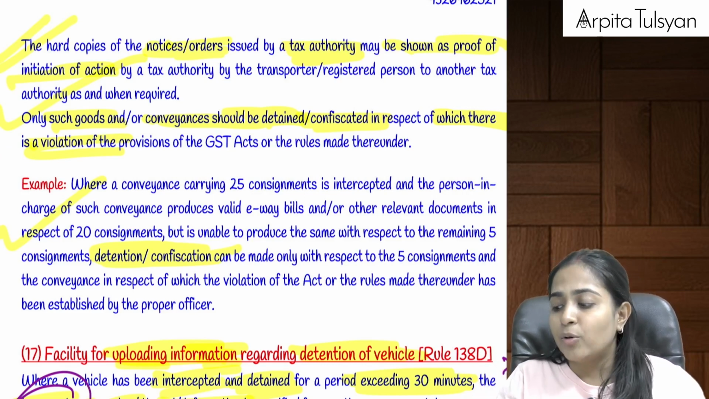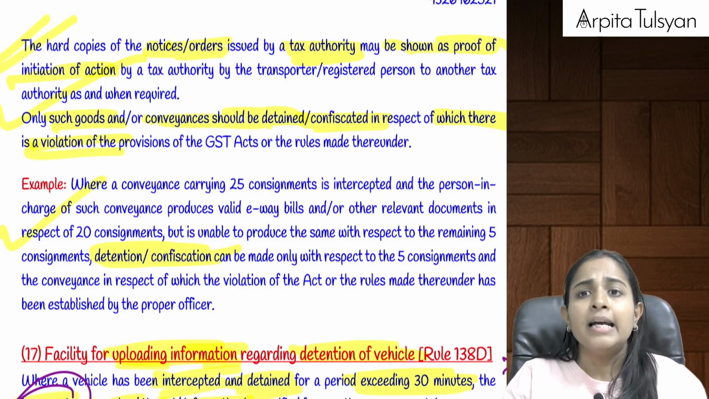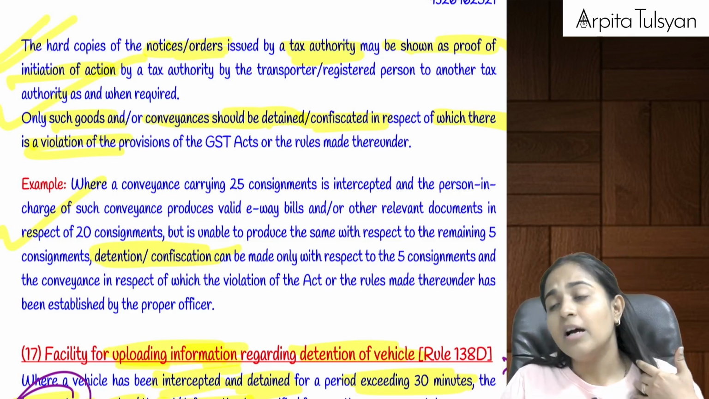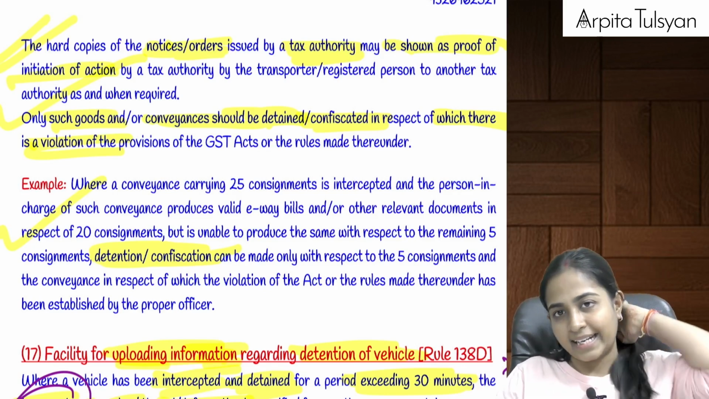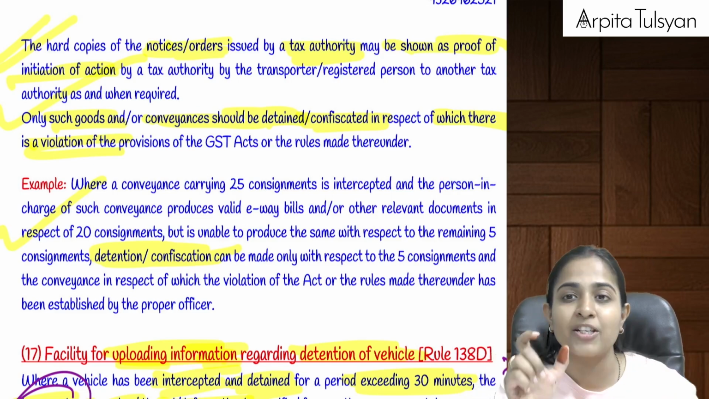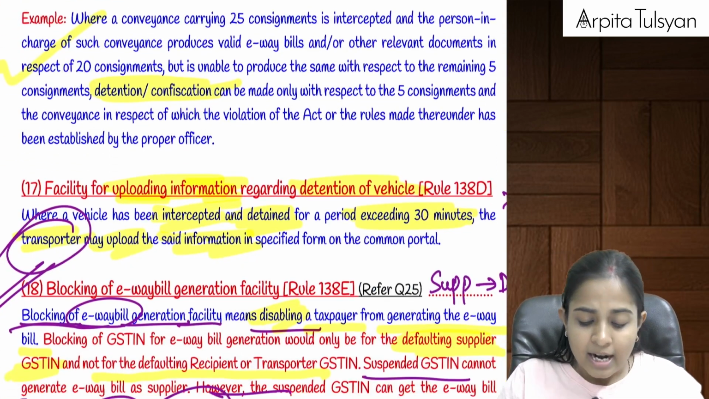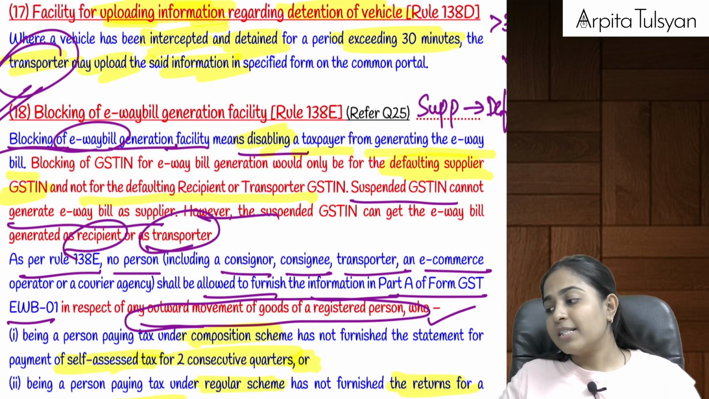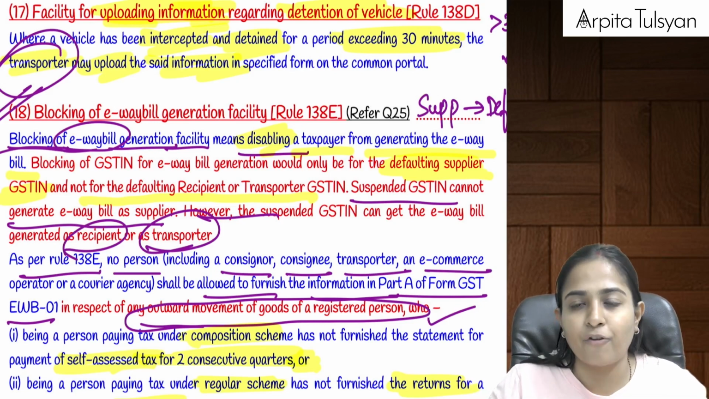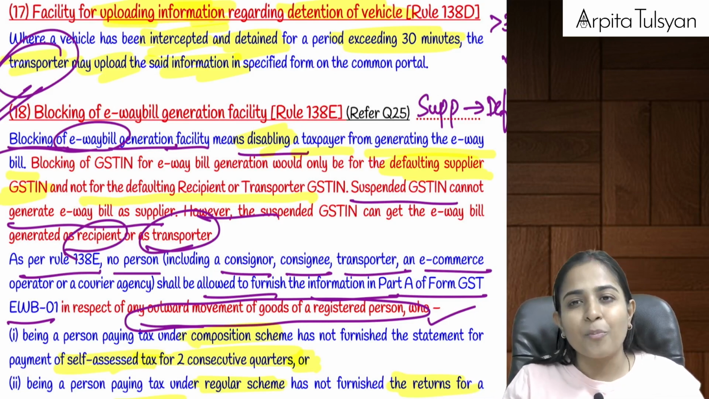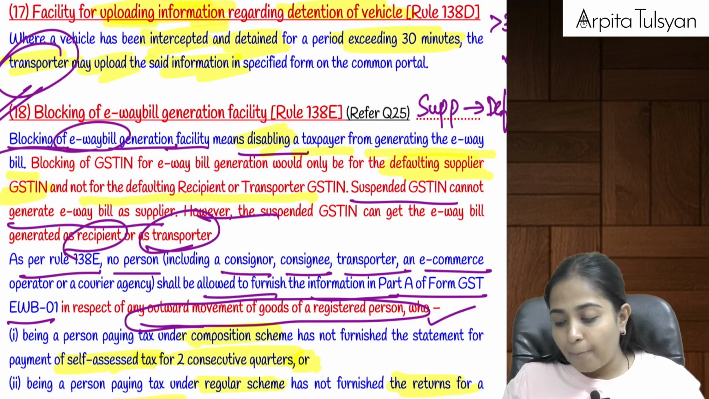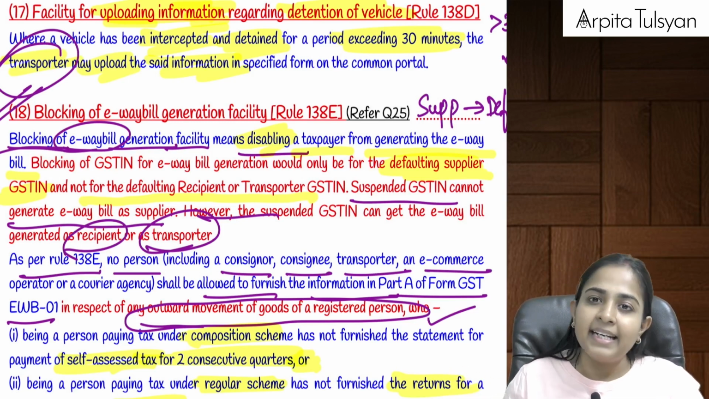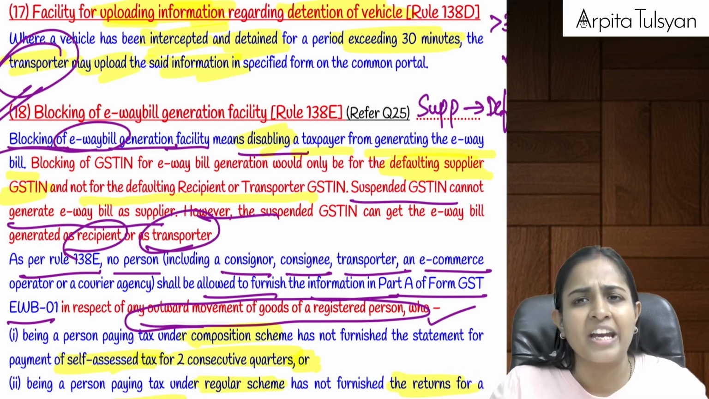Now suppose during this inspection they come to know that there are some goods on which tax is not paid, or something is not shown as a supply, then in that case such goods can be confiscated, detained, and a penalty will be applicable. Only such goods which were liable for tax evasion, and not the others. Very clear with this? And one more point: suppose the vehicle has been stopped for the purpose of checking and it has been stopped for more than 30 minutes, the transporter can upload this information on the GST portal, that this particular vehicle number so and so has been detained for more than 30 minutes for the purpose of checking and all those things.